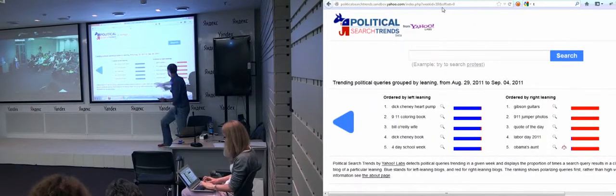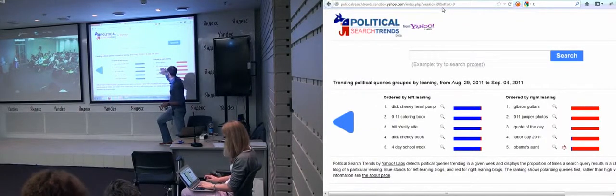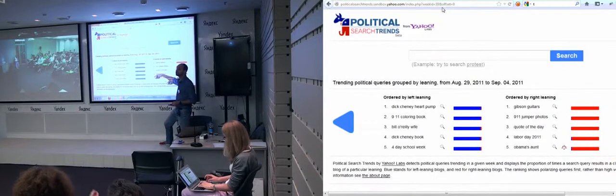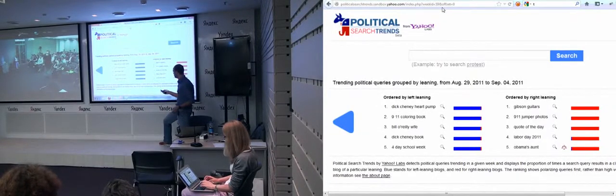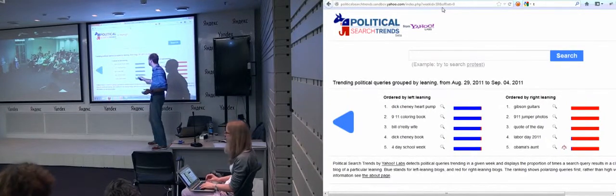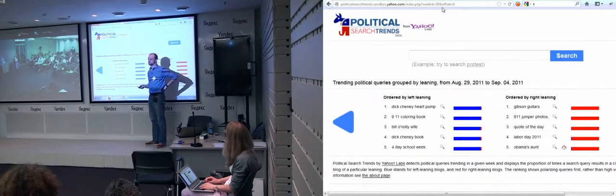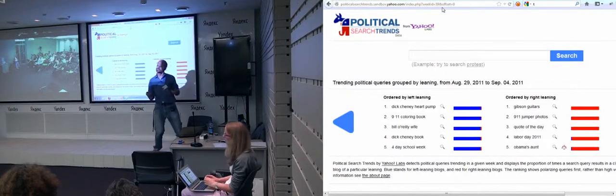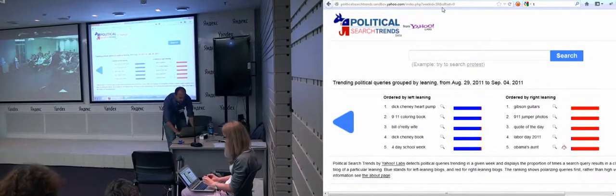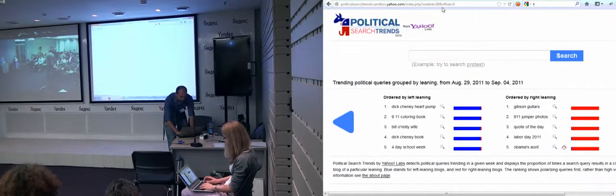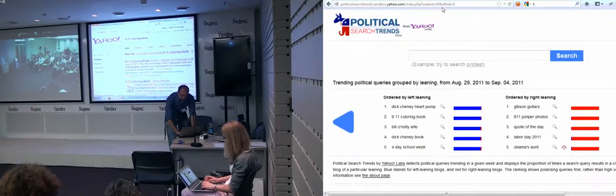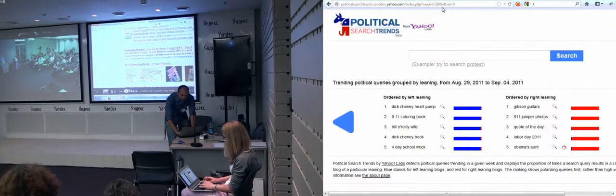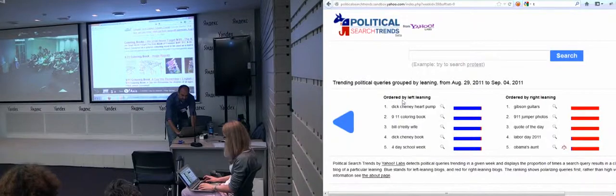On the right, you have something that relates to 9/11. This is the 9/11 jumper photo, which refers to photos of people jumping out of the World Trade Center. But then on the left, you have things which you might not be familiar with. So 9/11 coloring book, right? When we set this up, we wondered what is the 9/11 coloring book? What this tool allows you to do is, if you click, you issue the query to Yahoo, and you will see what the 9/11 coloring book is.